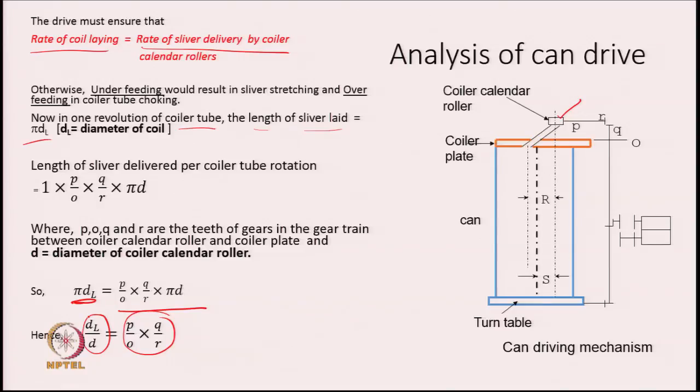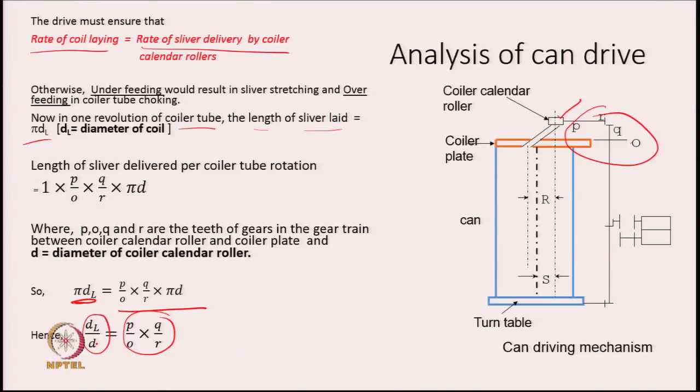So, there is a definite ratio between the diameter of the coil and the diameter of the coiler calendar roller. This ratio must be equal to the gear ratio featured here, that is P by O into Q by R. So, the way these gears P, Q, R and O are chosen, this ratio P by O into Q by R must be equal to small d by D.